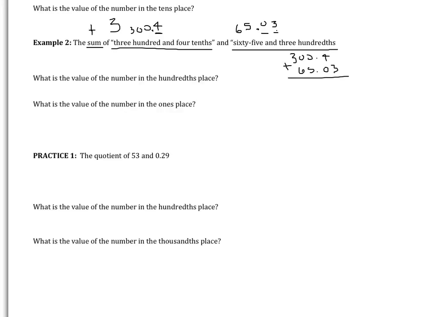Go ahead on your own calculator, add these two numbers together. And we get 300 and 65 hundredths. Let's go ahead and answer these questions. What is the value of the number in the hundredths place? Hundredths with the THS. I know hundredths is 2 after the decimal, so that's going to be 5. And what is the value of the number in the ones place? The ones place is right to the left of the decimal, and that is 0.